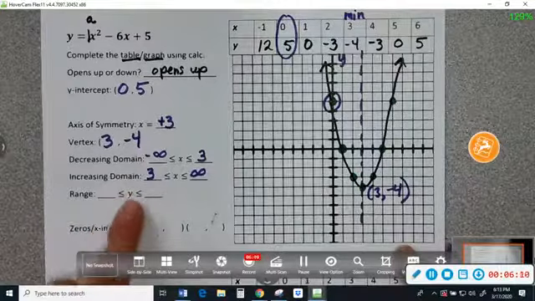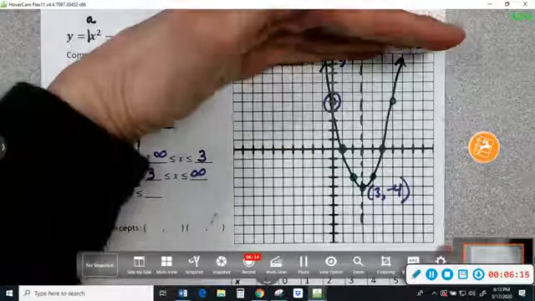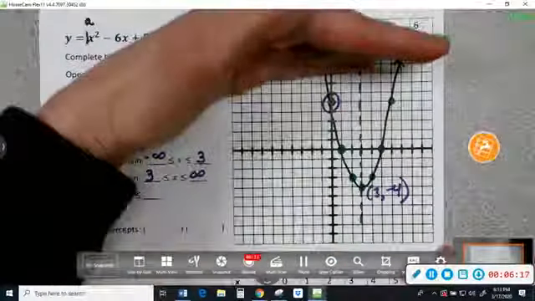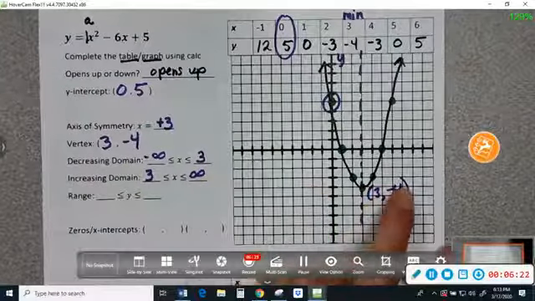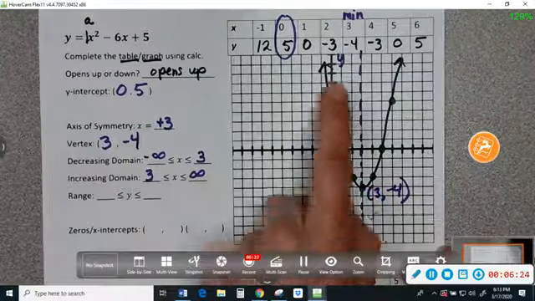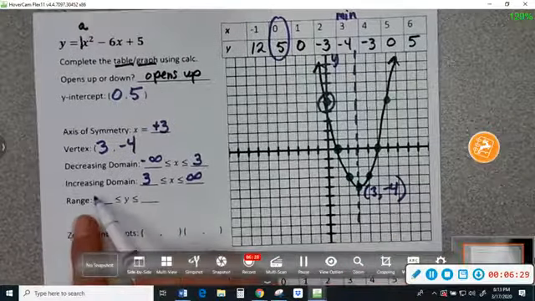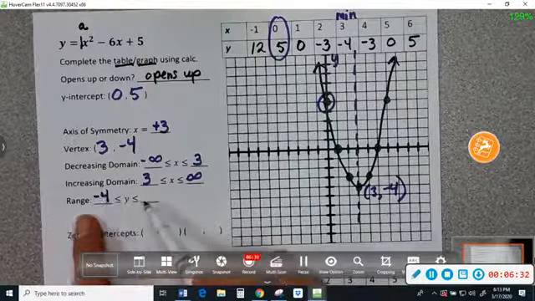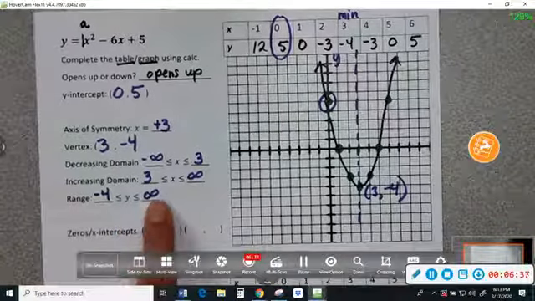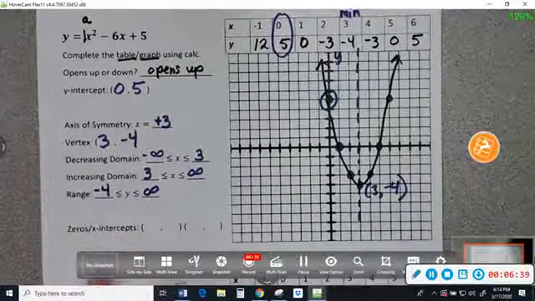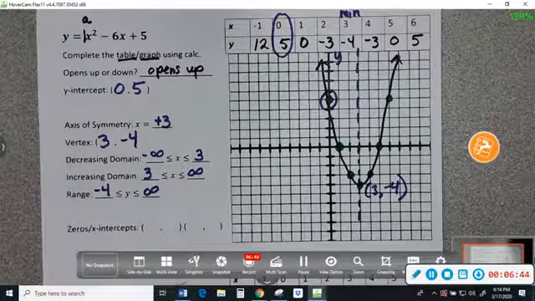The range describes the y values that the graph hits. So here we're thinking in terms of the y-axis, which is our vertical axis. Okay, we can see that the lowest that it hits is right here at -4. And then it'll open up forever along the y. So the range would be -4 as the lowest y, and that would open up forever to positive infinity.